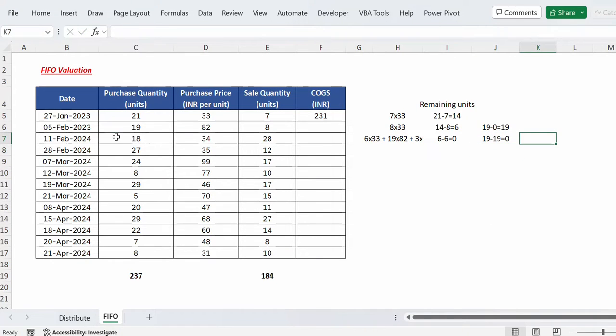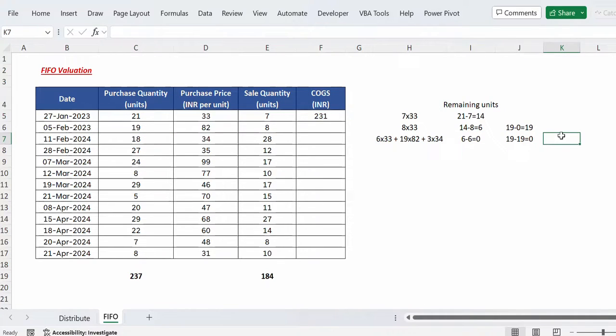And from the purchase we made on 11th of February, how many units do we have remaining? So it will be this: 18 minus 3, right? We have utilized 3 units from the purchase we made on 11th of February. 18 minus 3, which is equal to 15. So 15 units are remaining here, right? From the inventory on 11th February.